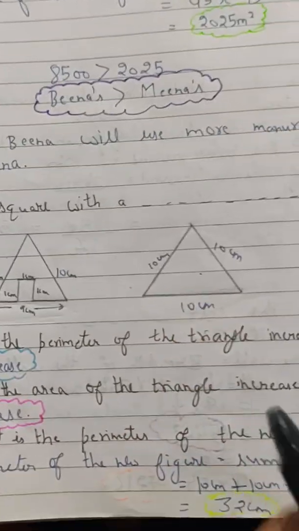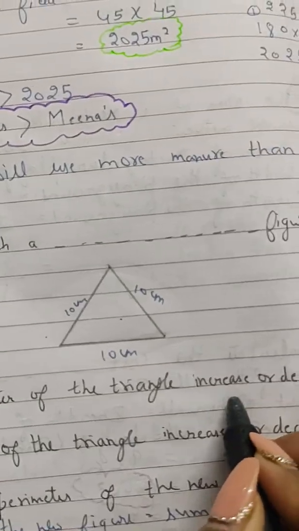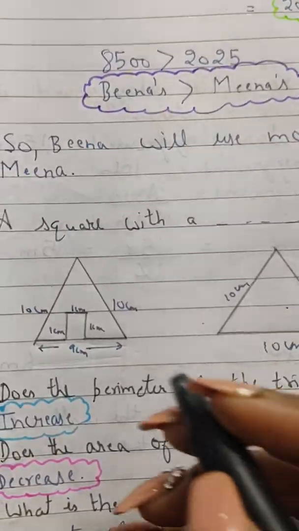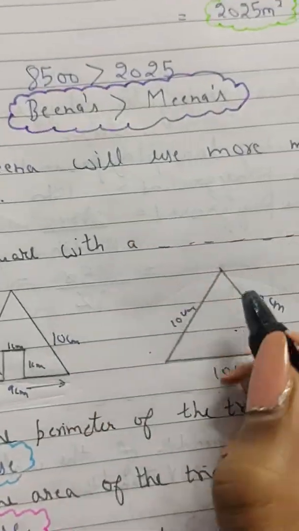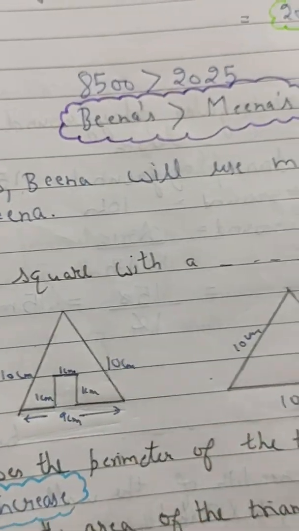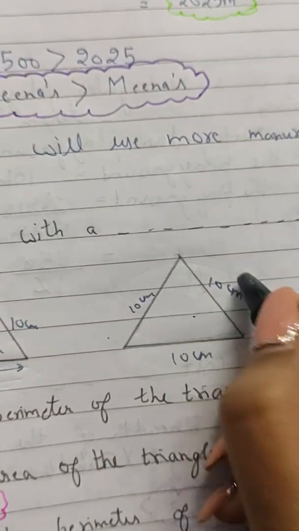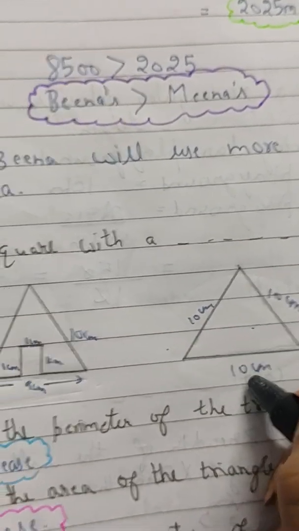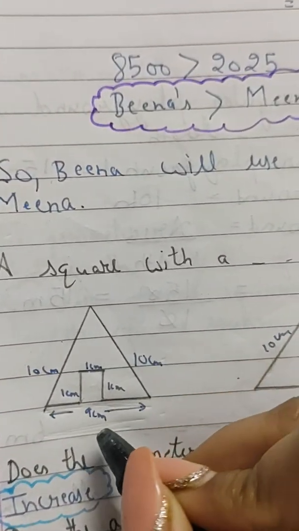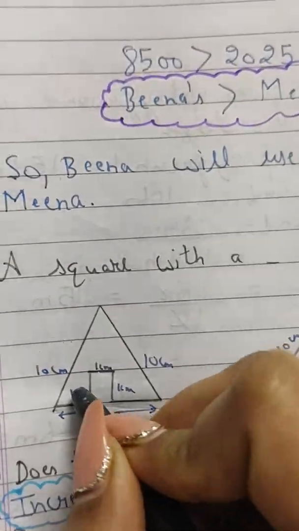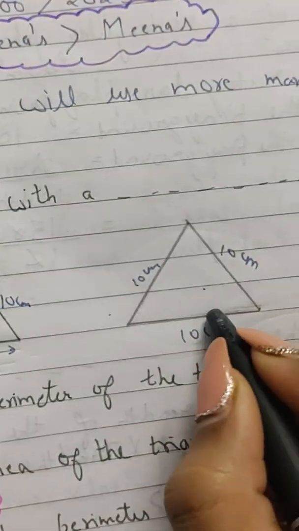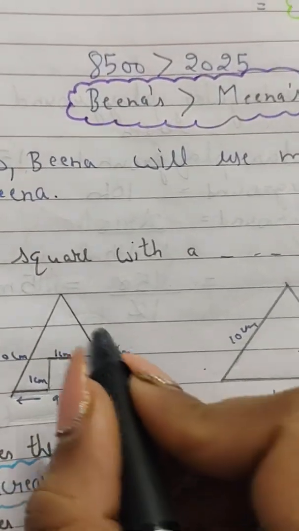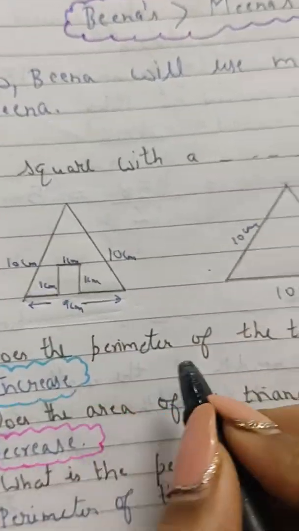Now he is asking whether the perimeter of the triangle increases or decreases. So what do you mean by perimeter first? Perimeter means the sum of all sides. So firstly find out the perimeter of this triangle: 10 plus 10 plus 10 is 30. Here 10 plus 10 is 20, 20 plus 9 is 29, plus 1 is 30, 31, 32. So this perimeter is 32 centimeters, and it was 30. So after cutting we have got 32 centimeters, which means the perimeter will increase.